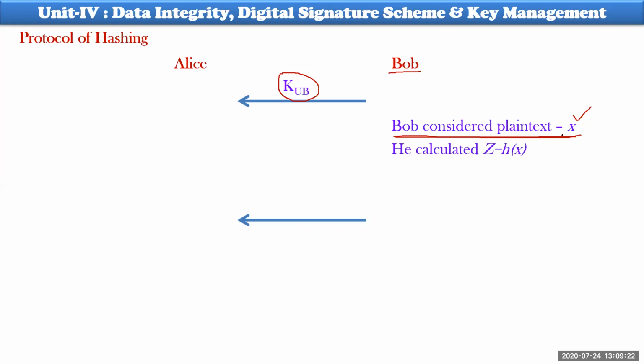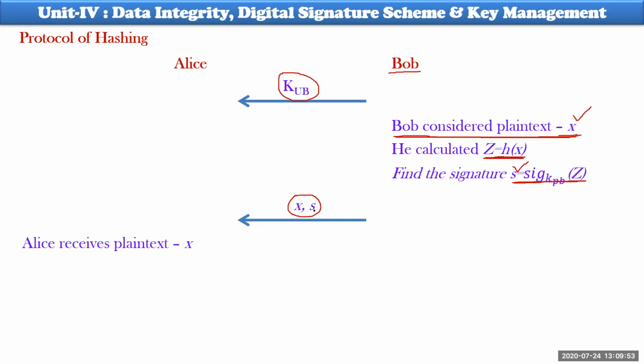So in this one, he has calculated Z equal to H of X. The hash function of X is created here. After that, on the hash, he prepared one more thing by using his private key. So he identified a signature. And this signature and X, the plain text, these two will be sent to his recipient, Alice. Alice receives the plain text, and Alice also receives the signature.